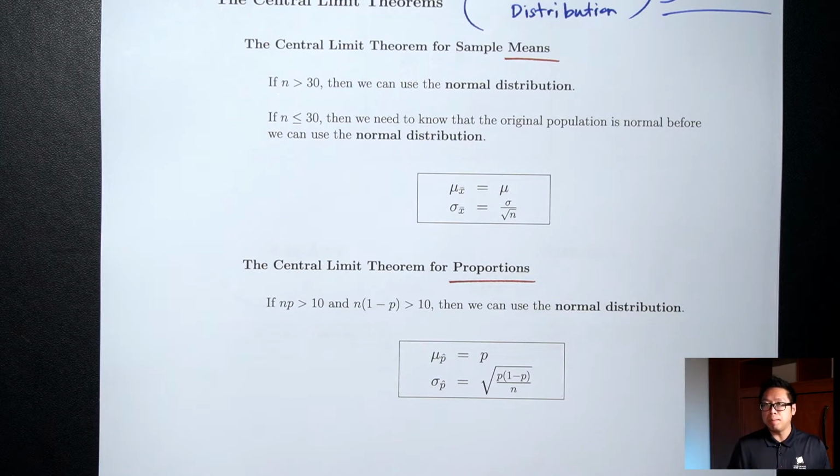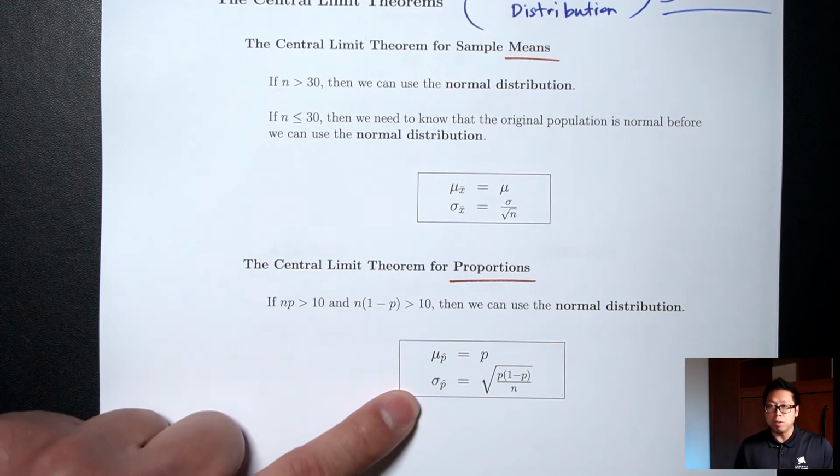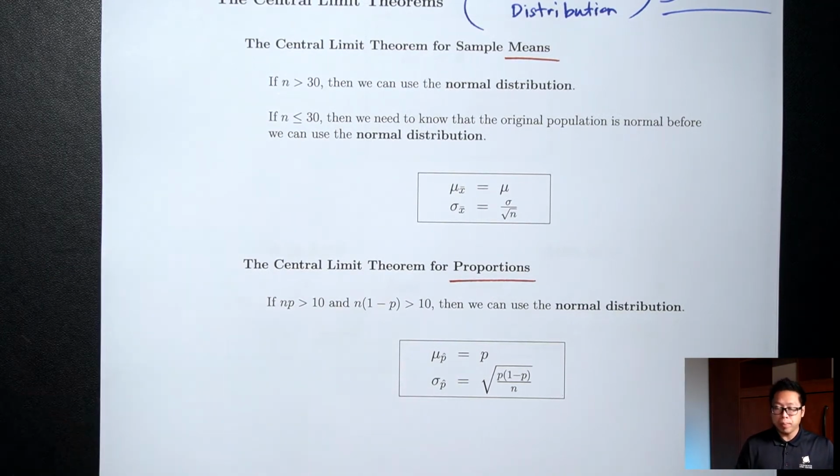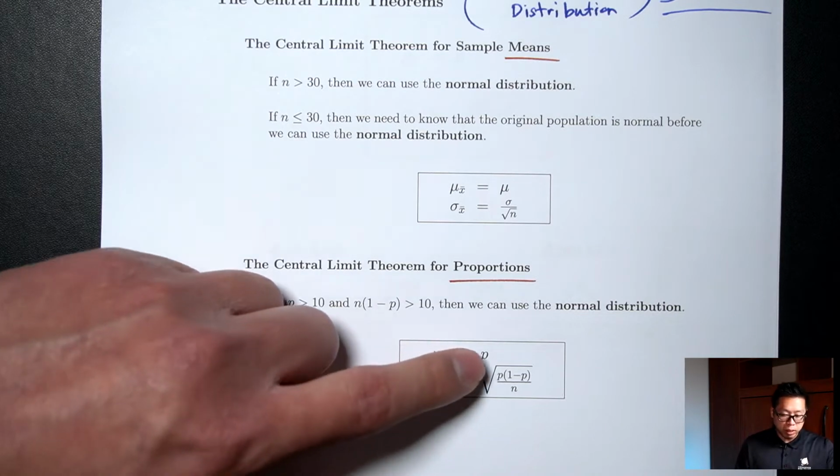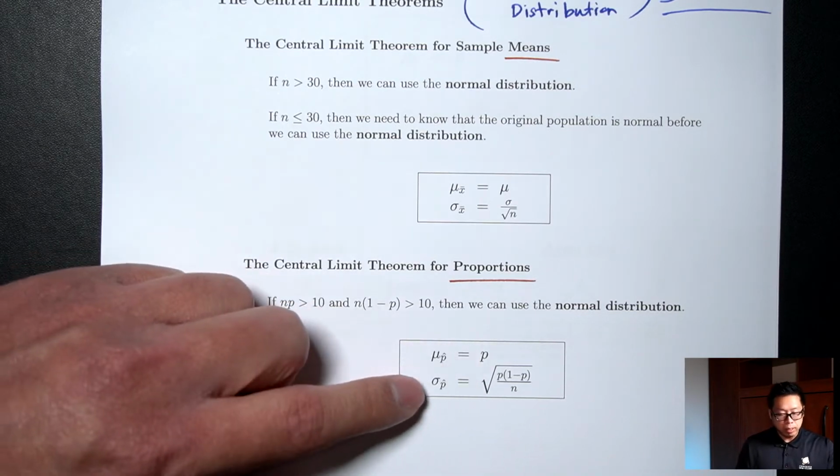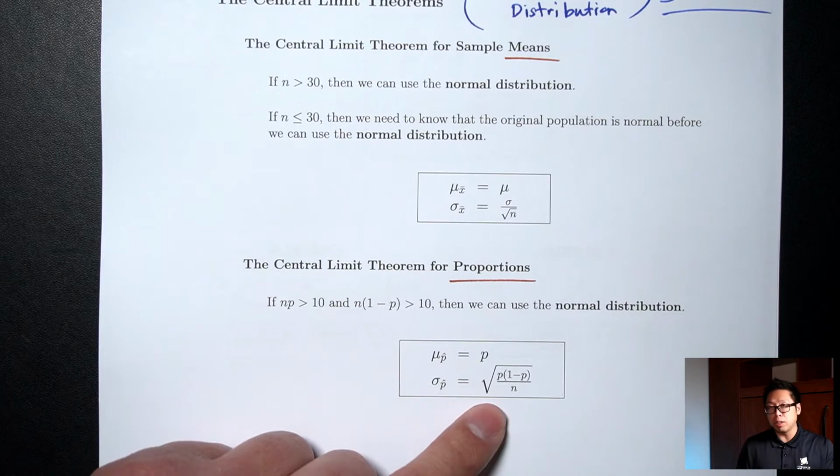And then in the box here, this is telling you what mean you should use and what standard deviation you should use when you use the normal distribution. So the mean you should use is the population proportion. The standard deviation you should use is this big square root formula.